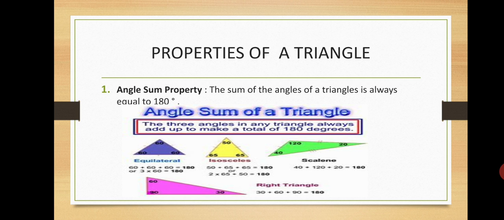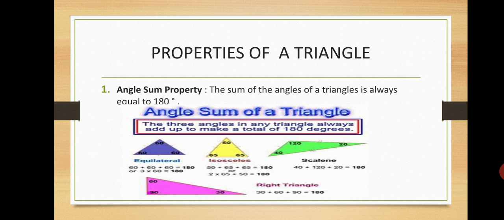There are two different properties of a triangle also. Mainly we have two main properties. The first one is the angle sum property. Angle sum property means the sum of angles of any triangle is always equal to 180 degrees. Either that is a scalene triangle, isosceles triangle, equilateral triangle, or obtuse triangle, acute triangle, or right angle triangle, if we add the angles of the triangle, that is always equal to 180 degrees.